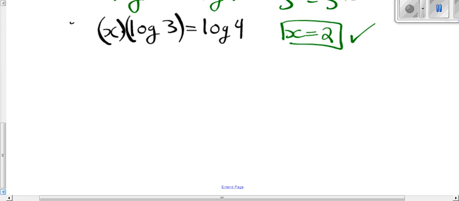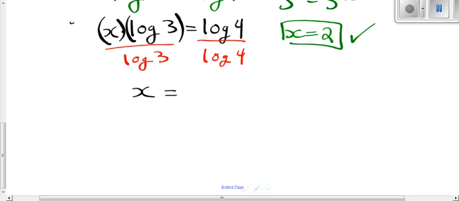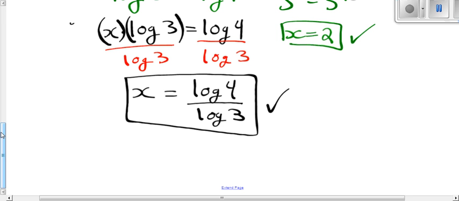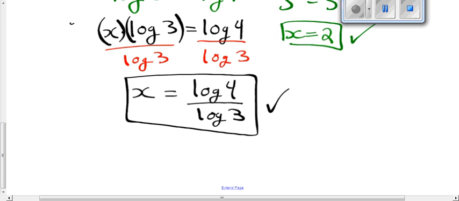We're going to divide both sides by log of 3. So if I divide this side by log of 3 and this side by log of 3, what you end up getting is x on this side, and this side is log of 4 over log of 3. Sorry, that should have been a 3 in the denominator. And there's your other solution. That should be a positive number if you do that on a calculator, which means that should work as well if you plug it into the top. So there you have it.